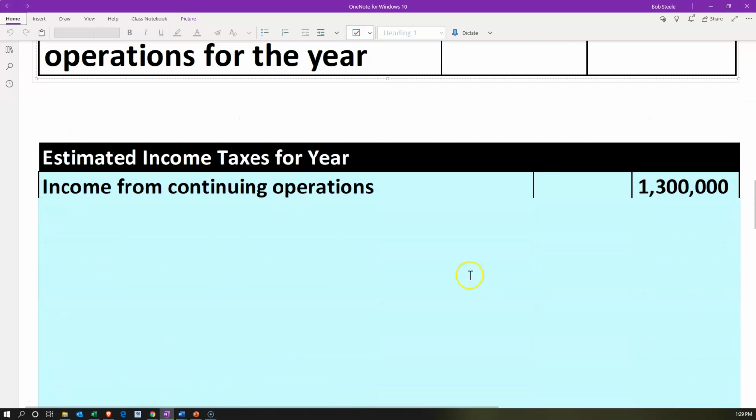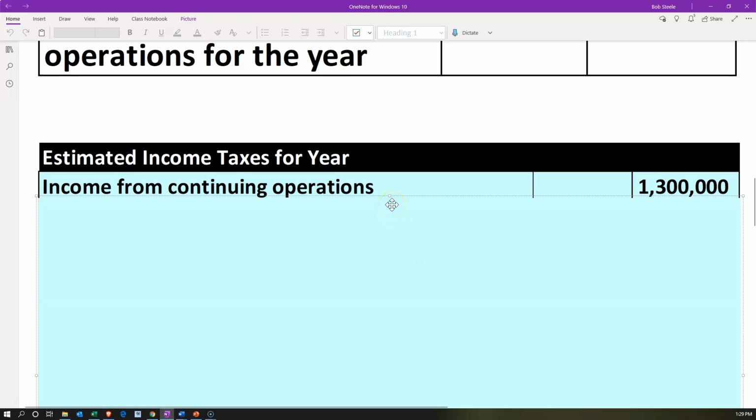Okay, so we're going to start off with the estimated income taxes for the year. Remember, what we have to do is basically annualize this for the year, and then we'll make some adjustments to bring it to taxable income. Then we'll apply the tax rate to it, and then consider our credits so that we can take that information and use it for our quarterly estimates.